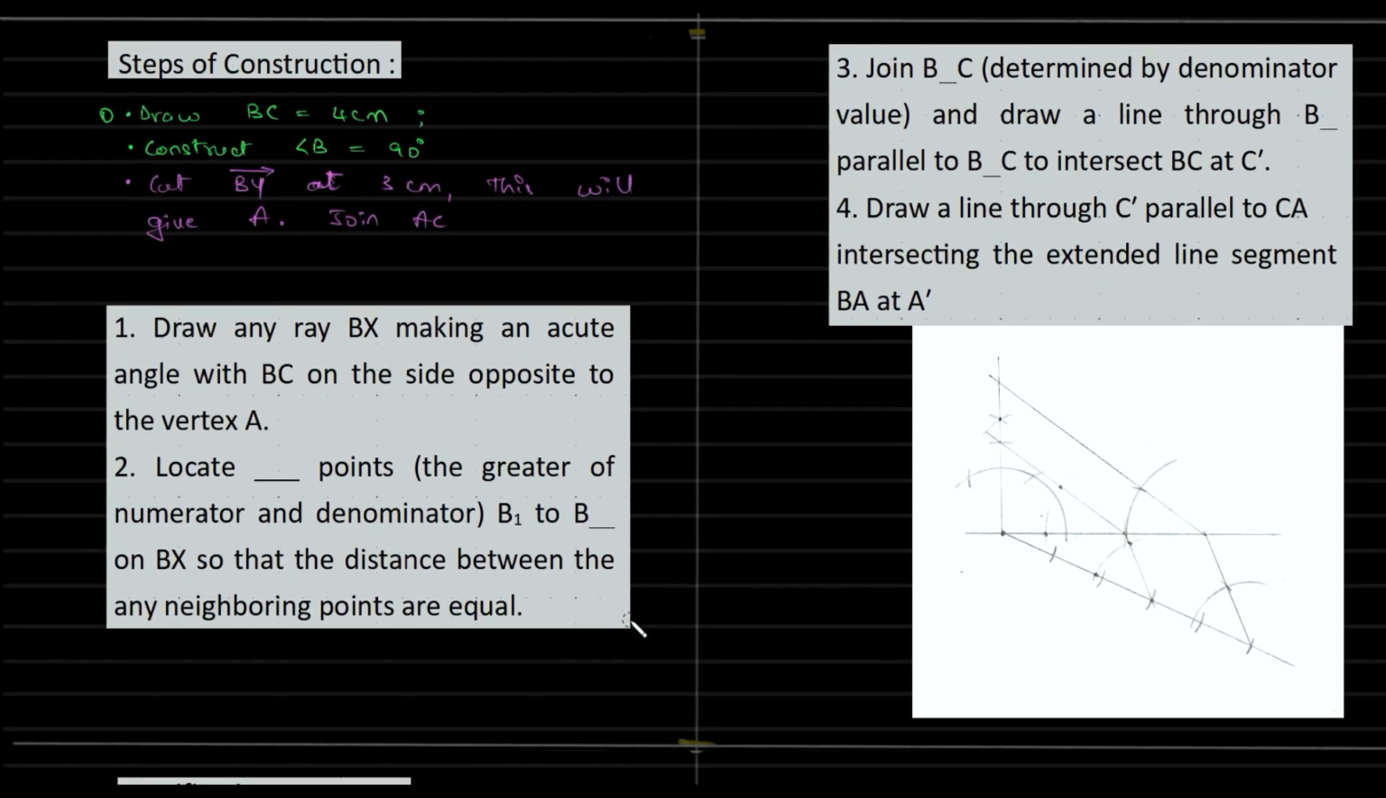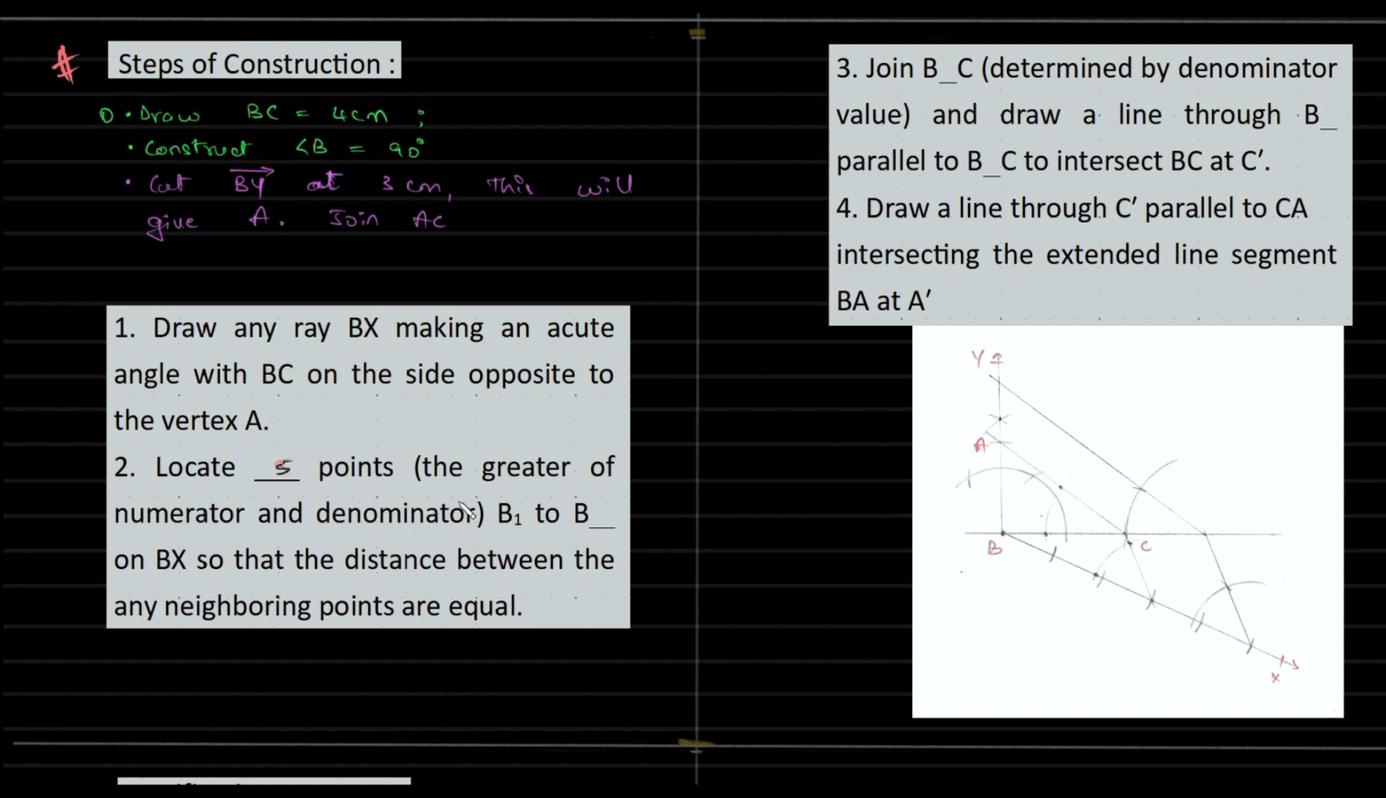Steps of construction. First I spoke about drawing the triangle. So that would be B, then that would be C, and that would be Y, and that would be X. So along BY, cut BY at 3 centimeter. This will give A. So that would be A. Draw a ray AX making an acute angle with BC on one side of the triangle opposite to that of the vertex. Locate 5 points.